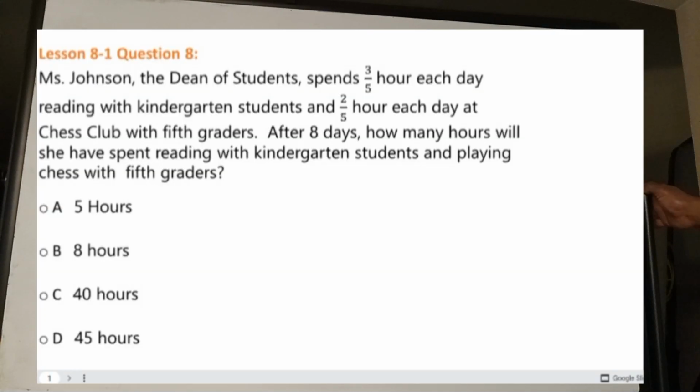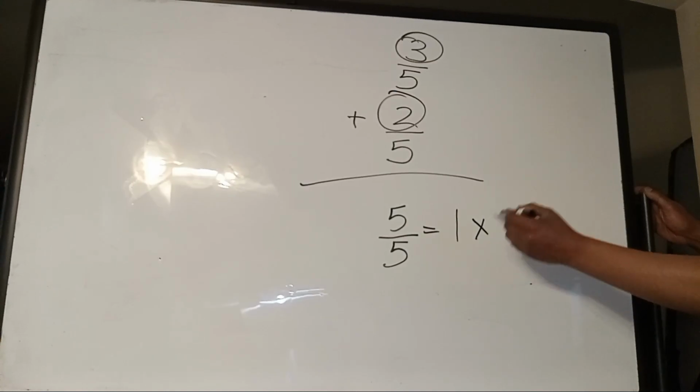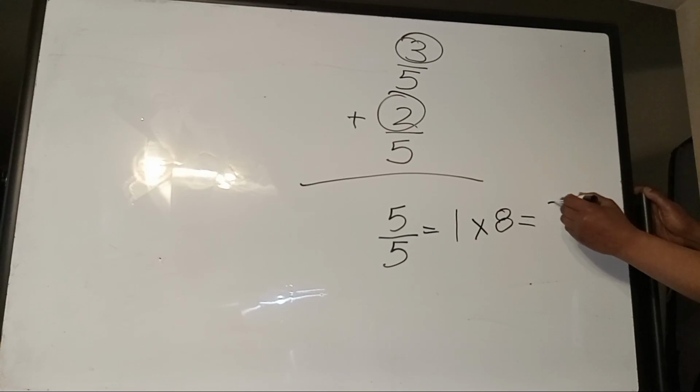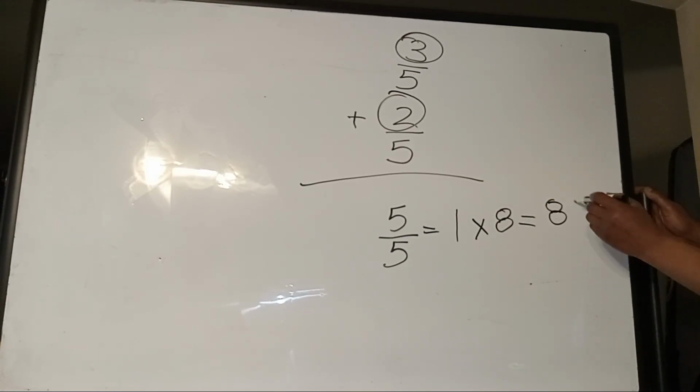So now read the rest of the problem. After 8 days, how many hours will he have spent reading with kindergarten students and playing chess club with 5th graders? Okay, so now we just take this answer of 1 and multiply that by, was it 8 days? Yes, 8 days. All right, and what's the answer? 8. So that's 8 hours.